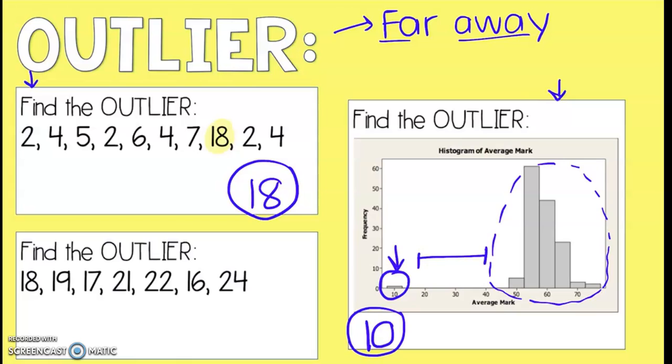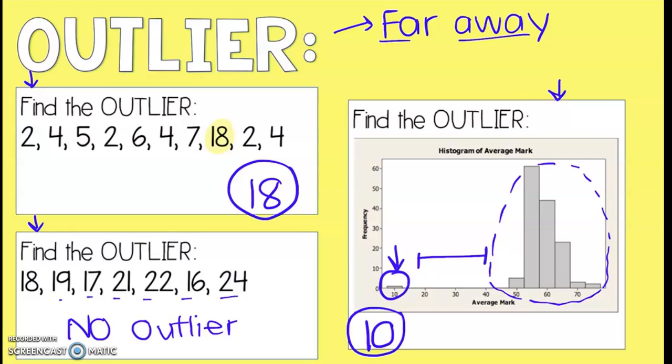Okay, and our last one here, let's look at our data set. We have 18, 19, 17, 21, 22, 16, and 24. Looking at that data set, all of our data is pretty close together. There's not any number that's way bigger. There's not a number that's way smaller. So there's really no outlier on this data set because they're all close together. There's not one that really stands out.